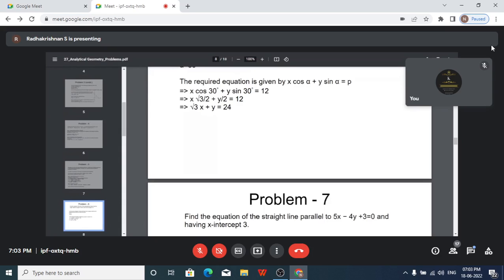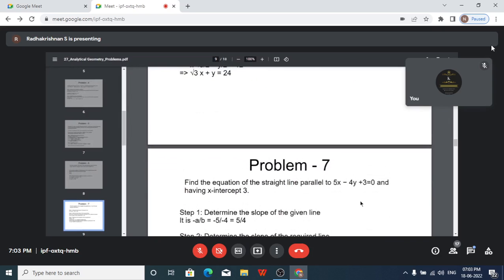Okay, ma'am. Okay. So, in the steps, what I mean is like this. Step 1 is determine the slope of the given line. What we want to find out is the equation of another line which is parallel to 5x minus 4y plus 3 equal to 0 and having x-intercept as 3. So, for the given line, what is the slope? That is your first step. Right?